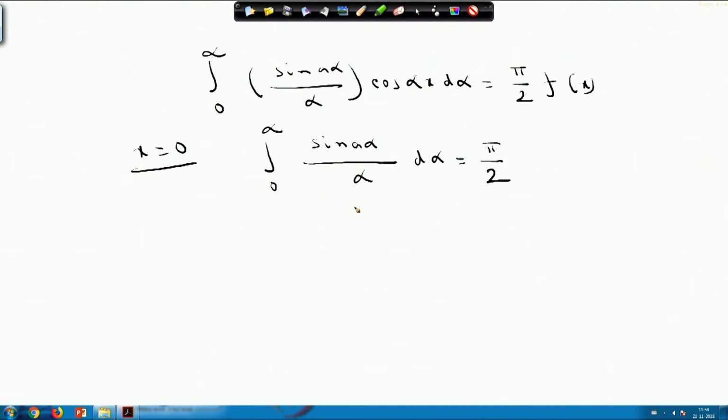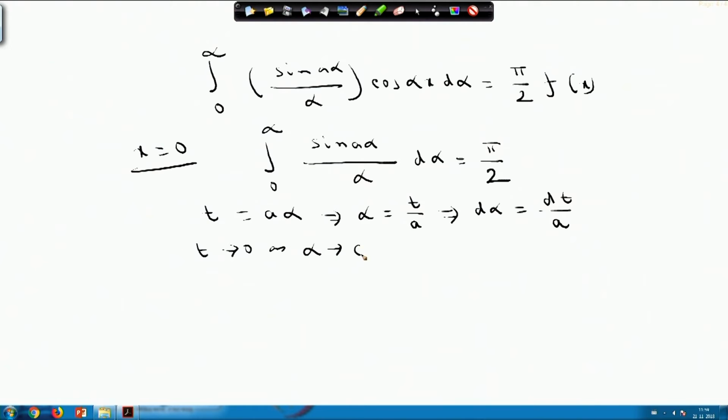Since I have to find out the sin t by t format, I can put t equals A alpha. So, this gives you alpha equals t by A, or d alpha equals dt by A, and t approaches 0 as alpha approaches 0, and t approaches infinity as alpha approaches infinity. So, the limit will remain the same, the limit of t will be from 0 to infinity.